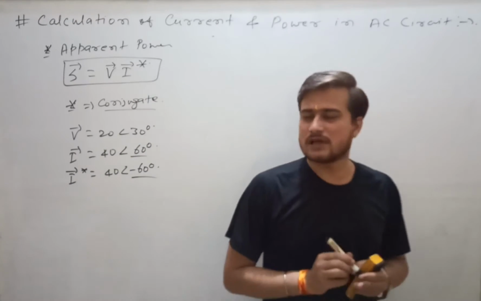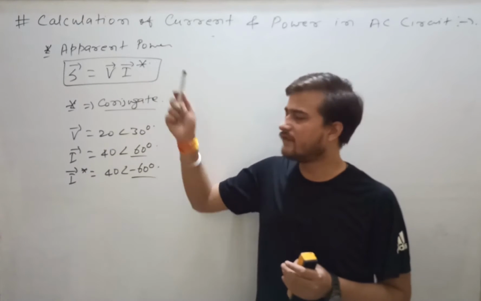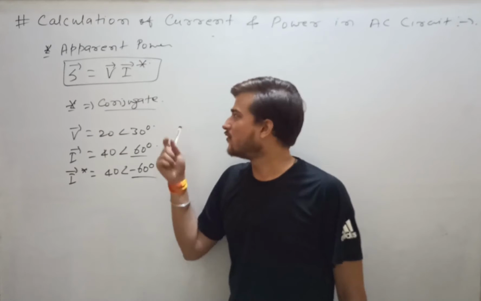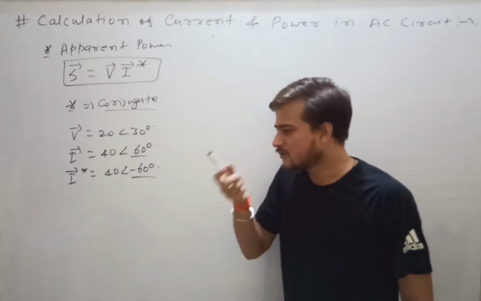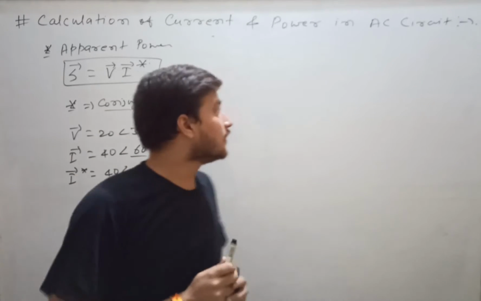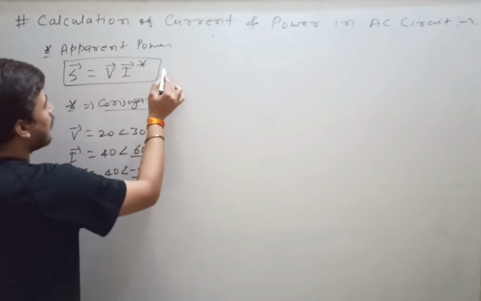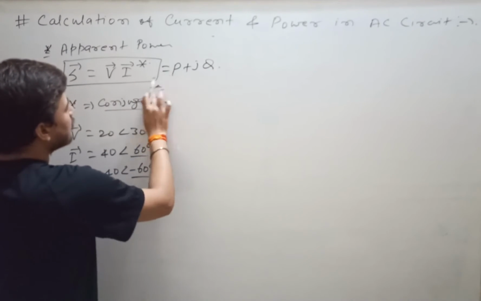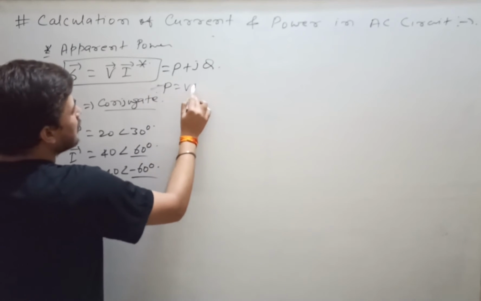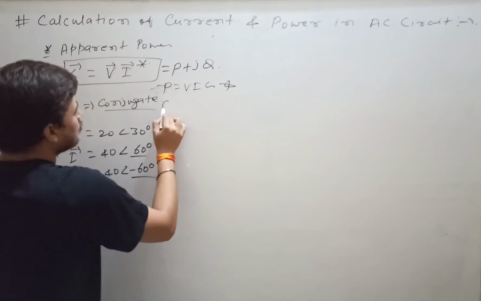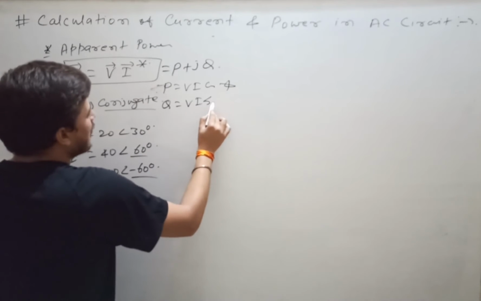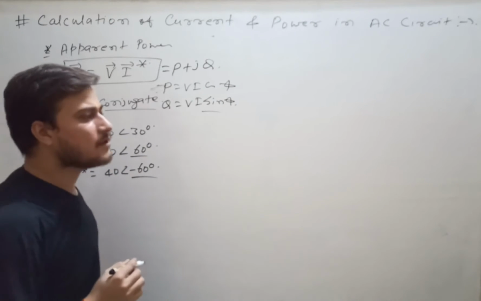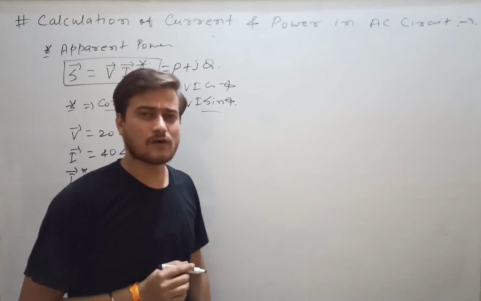Now your question is, why is it written VI star? Why is the conjugate of current taken? Why not simply V into I? So see the reason. You know S is equal to how much? P plus JQ, and P is equal to VI cos phi and Q equal to VI sin phi. Now I am telling you the reason. This is very, very important for the purpose of interviews also.